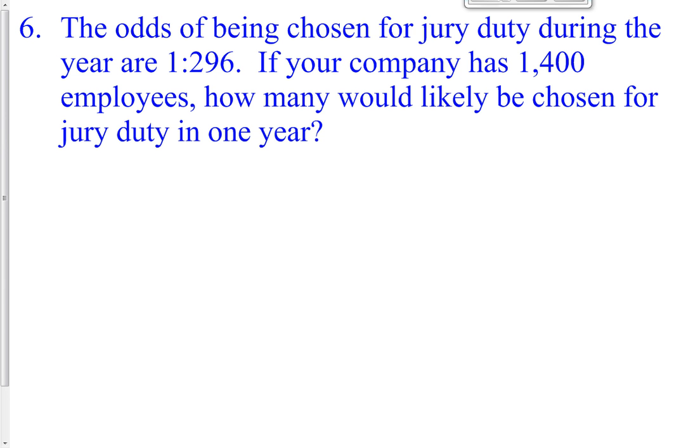The odds of being chosen for jury duty during the year are 1 to 296. If your company has 1,400 employees, how many would likely be chosen for jury duty in that 1 year? Well, class, the way we set up proportions is we do the number over the total, which is kind of like probability. There's one person that's going to serve out of a total possible of not 296, but 297. There's one person that's going to serve and 296 that will not serve. So that means the total possible is 1 over 297.